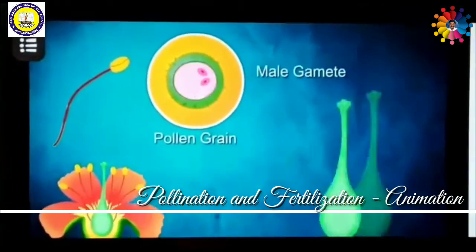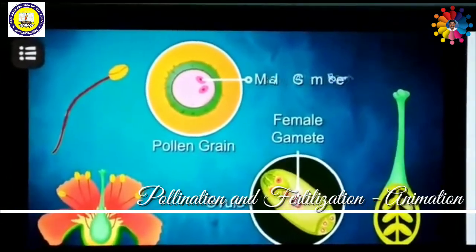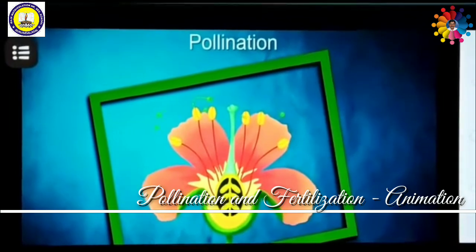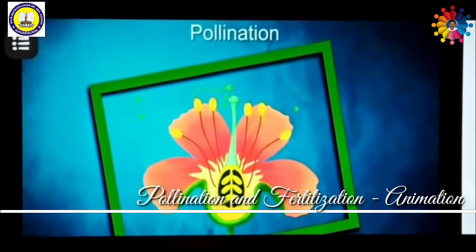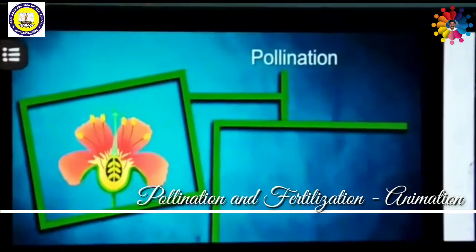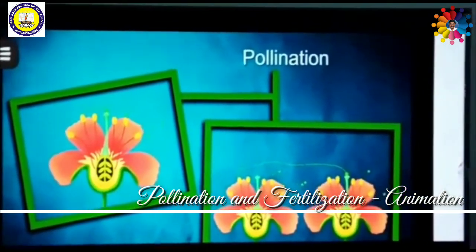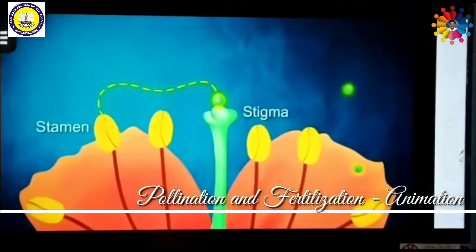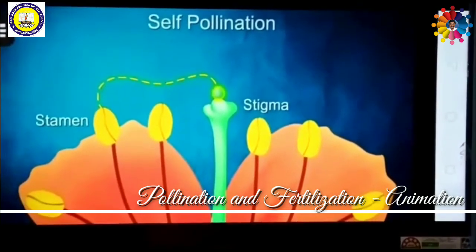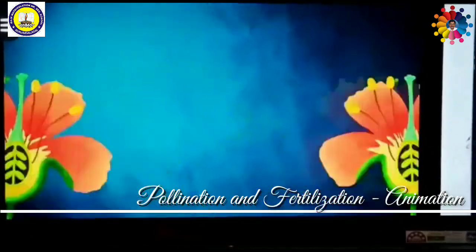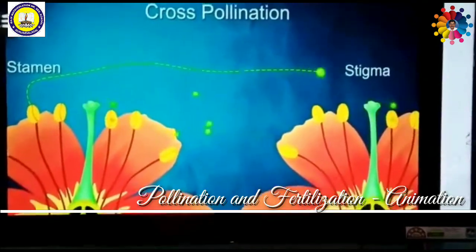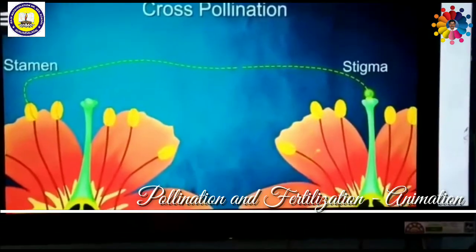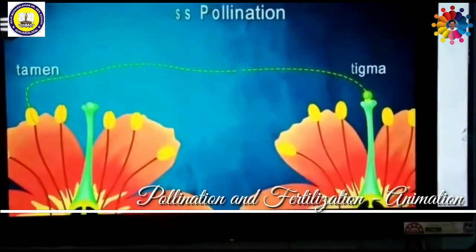For sexual reproduction to take place, a male gamete has to fuse with the female gamete, thereby forming a zygote. First, a pollen grain carrying the male gametes is transferred from the stamen of a flower to the stigma of the same or another flower. Such transfer of pollen grains is known as pollination. When a pollen grain of a flower lands on the stigma of the same flower, it is called self-pollination. But if the pollen grain of a flower lands on the stigma of another flower of the same or another plant of the same type, it is called cross-pollination.